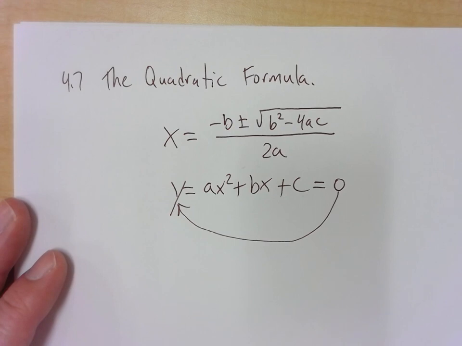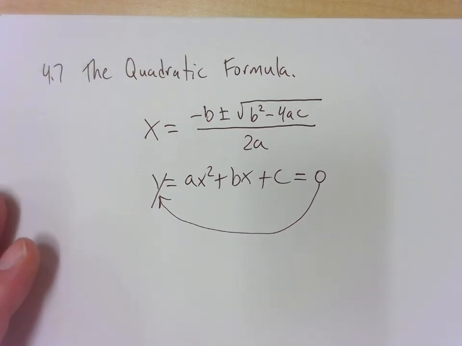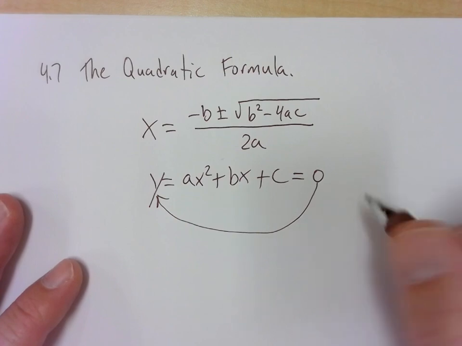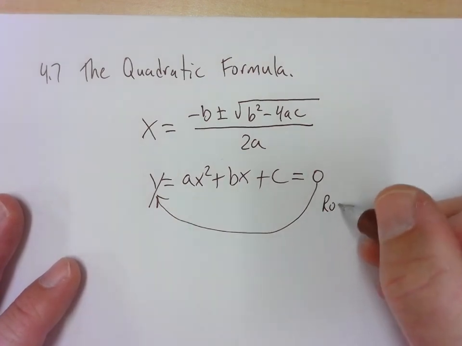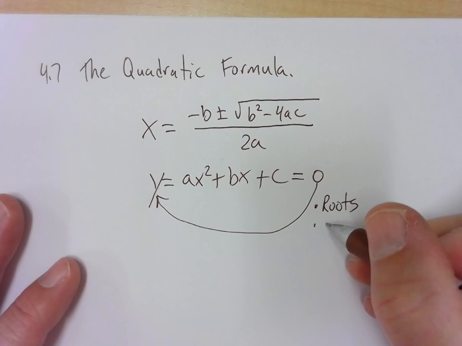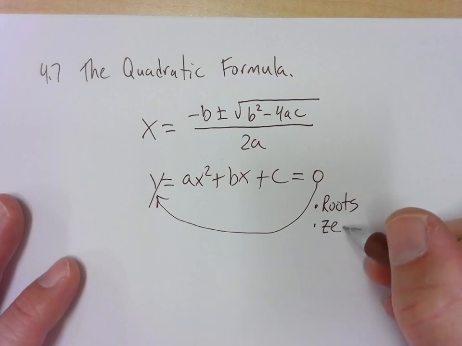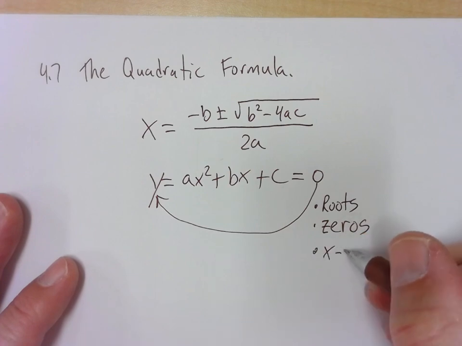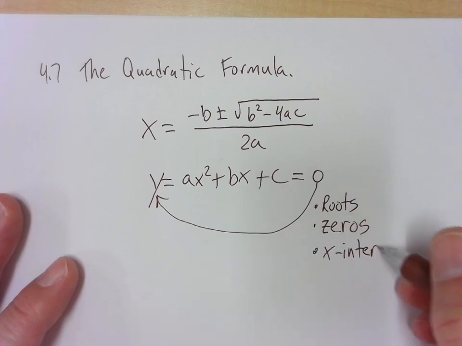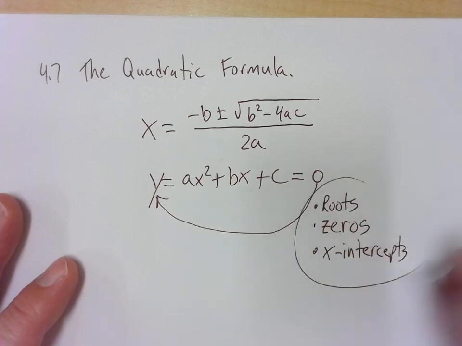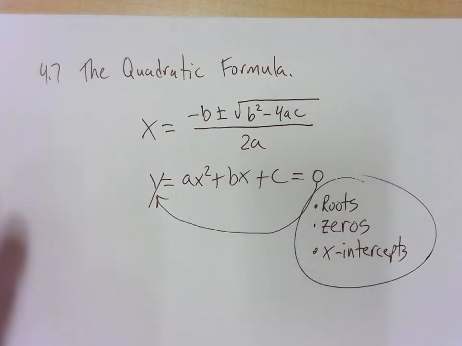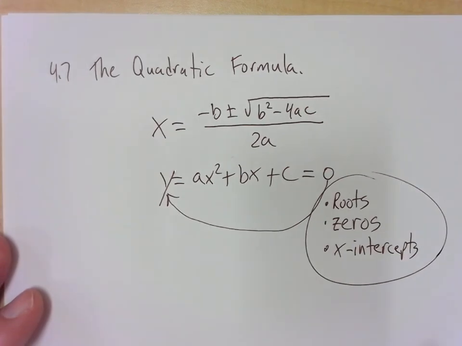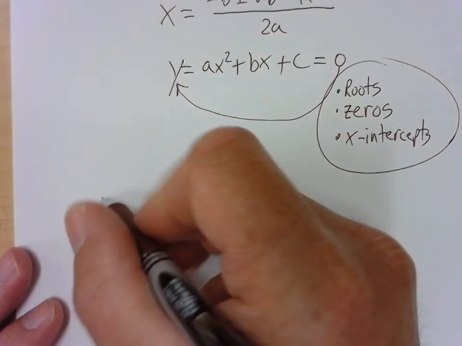And when y is equal to 0, that means we are looking for where this parabola crosses the x-axis. So when y is 0, we're looking for the roots. We're looking for the x values that make the function 0. So we call those the zeros of the function, or the x-intercepts. And as you guys know, if we can name something in math 3 different ways, it must be pretty doggone important. Okay, before we start doing the quadratic formula, we're going to do a quick little review of simplifying radicals.